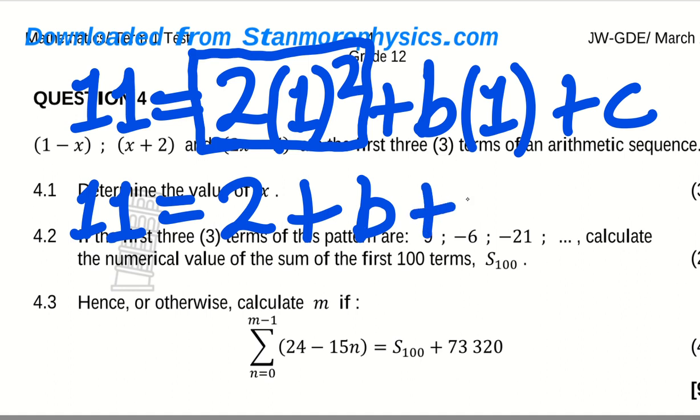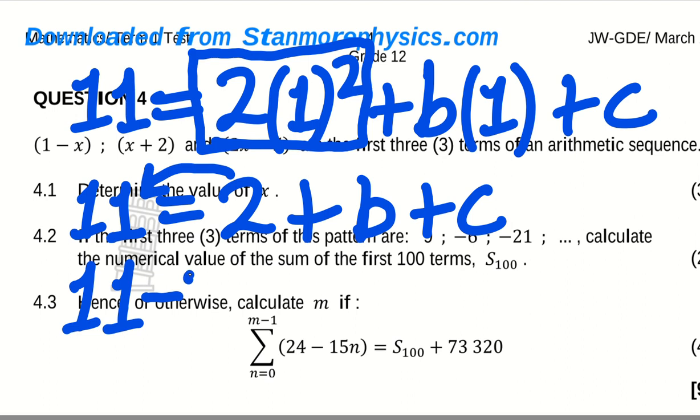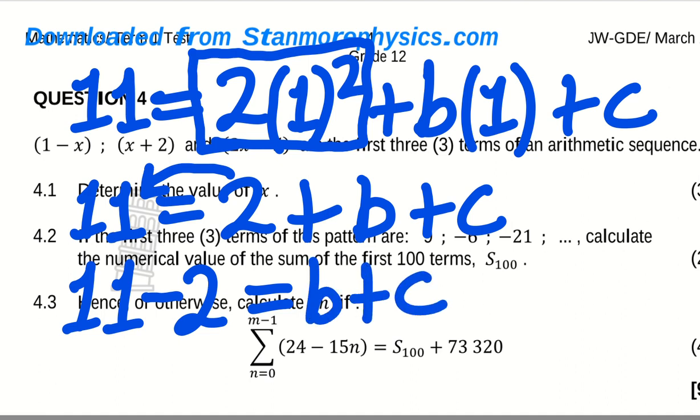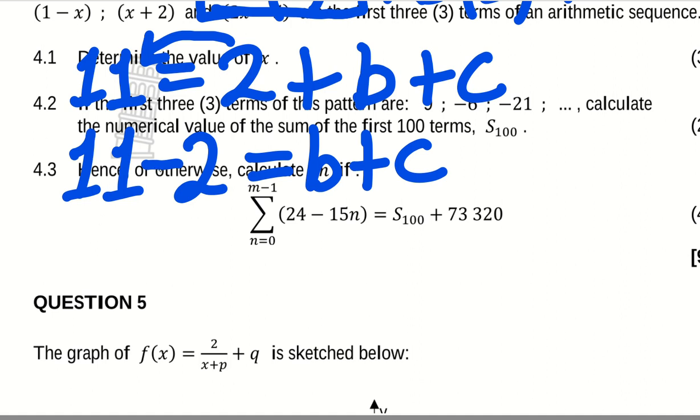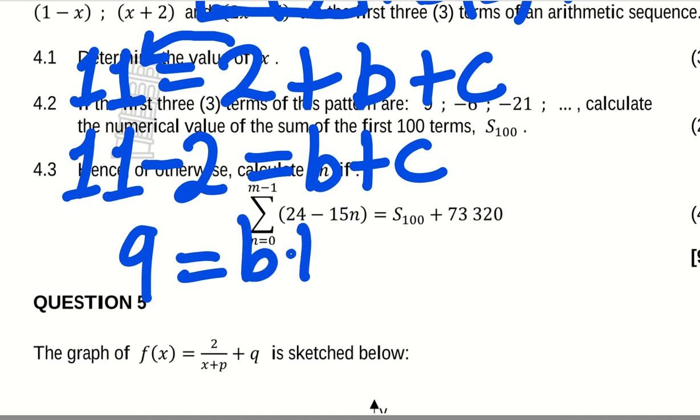And then plus c. Then it's just a matter of adding like terms where necessary. I can take 2 to the other side because it's a like term to 11. But remember, when it skips to the other side of the equal sign, its sign must change. So 2 will become negative 2, because it's skipping the equal sign. So we're left with b plus c on the right hand side. 11 minus 2 gives us 9. So it's going to be 9 equals b plus c. This is our first equation.